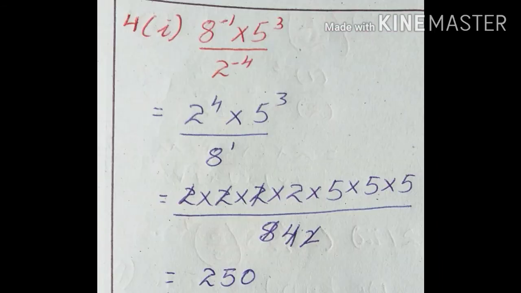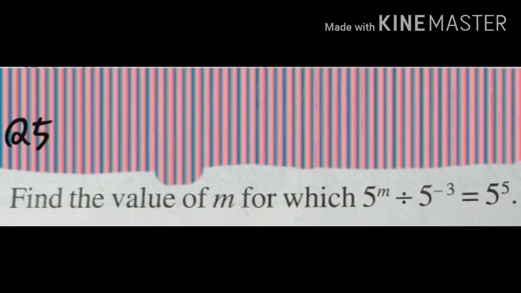8 to the power 1 equals 8. Similarly, 2 to the power 4 means 2 multiplied 4 times. You write down 2 into 2 into 2 into 2, into 5 three times, 5 into 5 into 5, divided by 8. Now 8 you can cancel: first 2 with 2 gives 4, 4 times 2 gives 8, then the second 2 with 2 gives 4, and these 2 cancel. We are left with 2 into 5 into 5 into 5. If you multiply this, we will get 250. Clear?